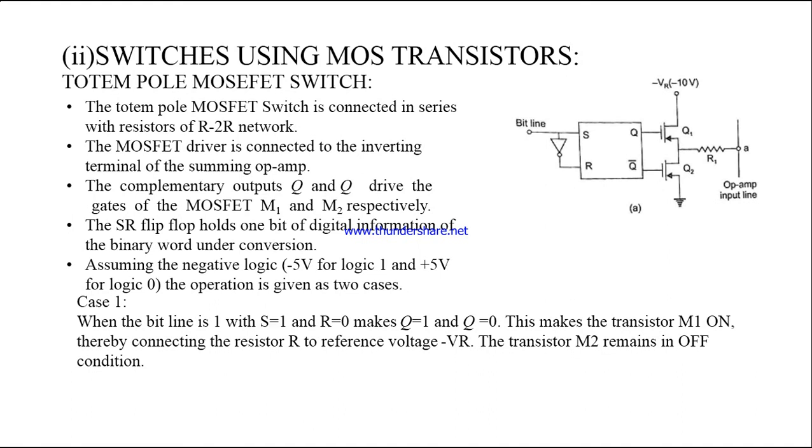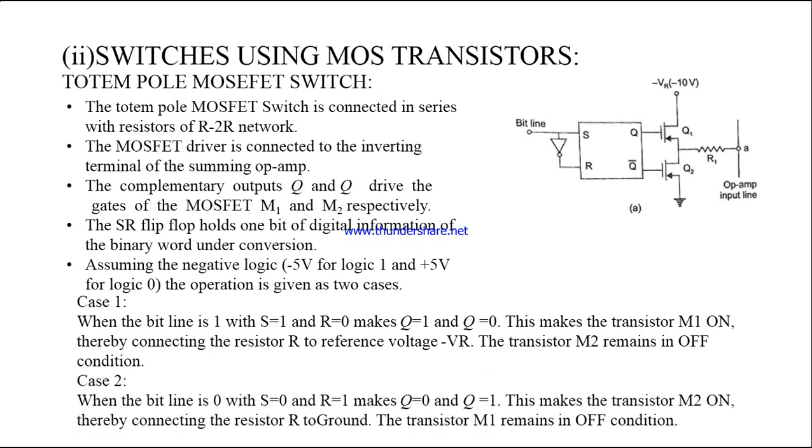This makes the transistor M1 on, thereby connecting the resistor R to reference voltage minus VR, and the transistor M2 remains in off condition. Now case 2, when the bit line is 0 with S equal to 0 and R equal to 1 makes Q equal to 0 and Q bar equal to 1. This makes the transistor M2 on and thereby connecting the resistor R to ground. Thus the transistor M1 remains in off condition.